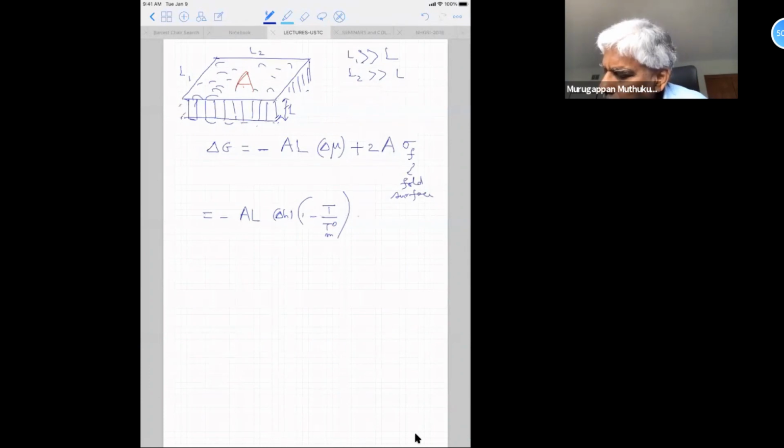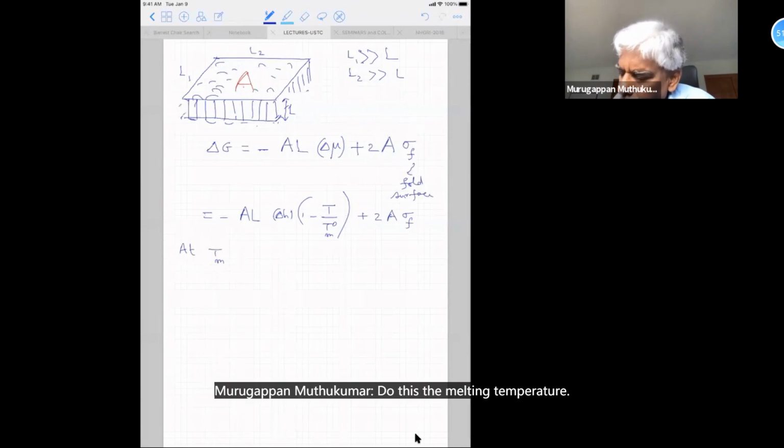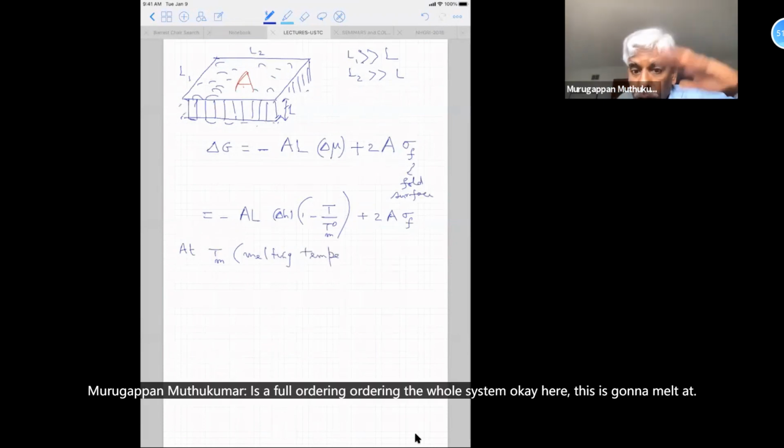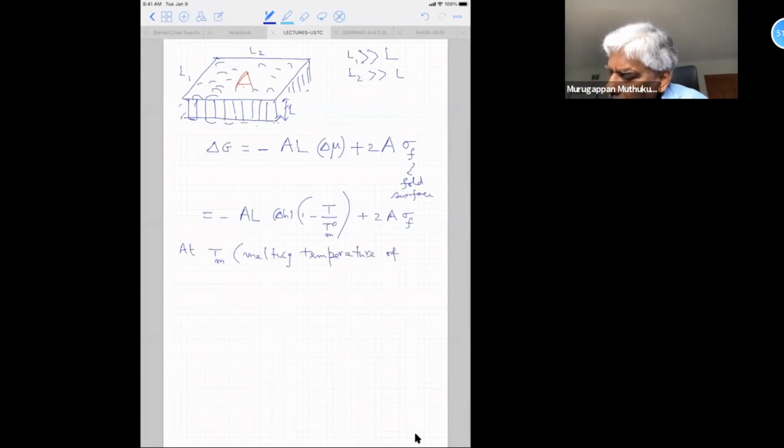plus 2A sigma F at Tm. Okay, this is the melting temperature of the lamella. Tm0 is a full ordering of the whole system. Here, this lamella is going to melt at the temperature Tm for a lamella of thickness L.